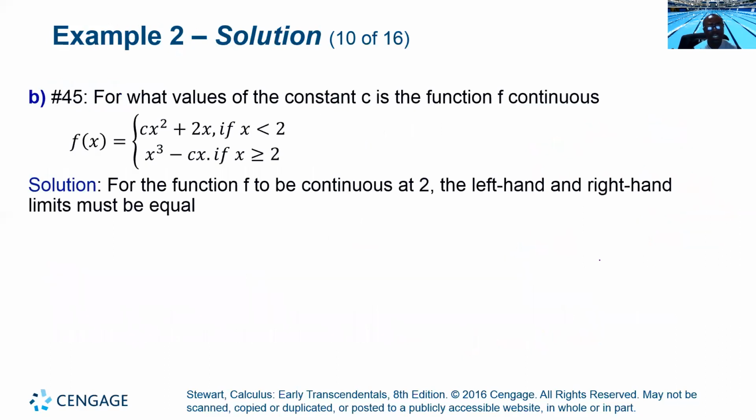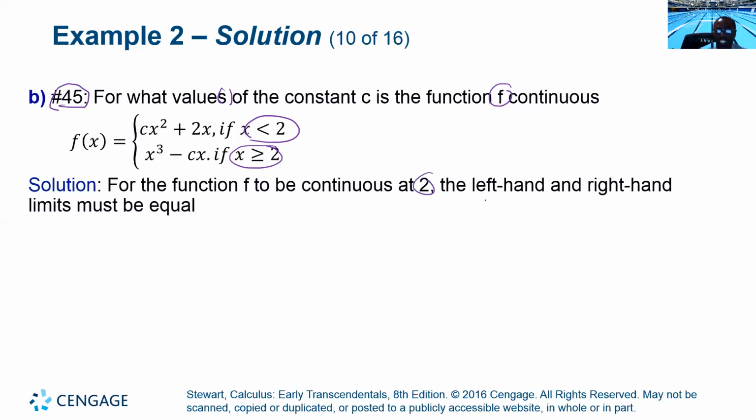Now let us take this example. This is actually exercise number 45 from the textbook. It says: for what value or values of the constant c is the function f continuous? Sometimes you can have more than one. Now, this is a piecewise function. Therefore, we look at x to the left of 2 and to the right of 2. If this function is continuous, then it must be continuous at 2.